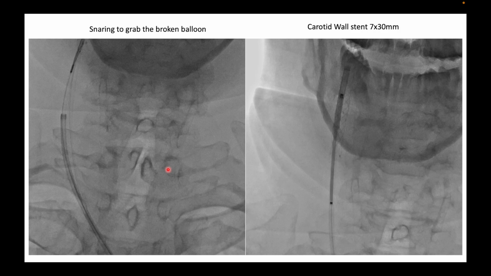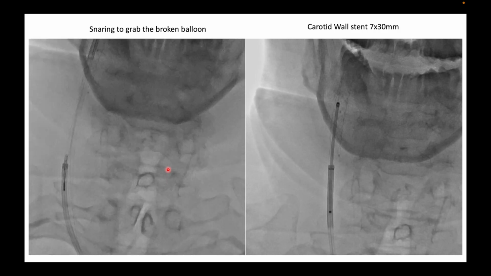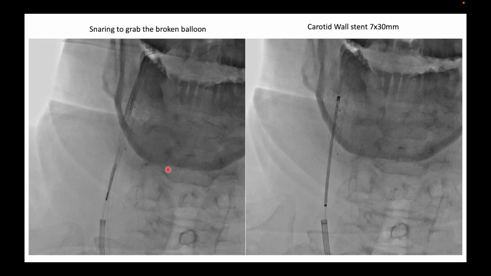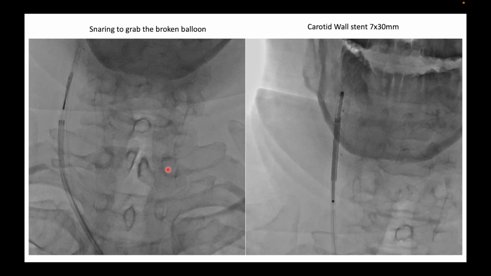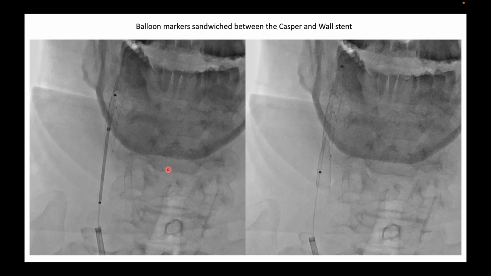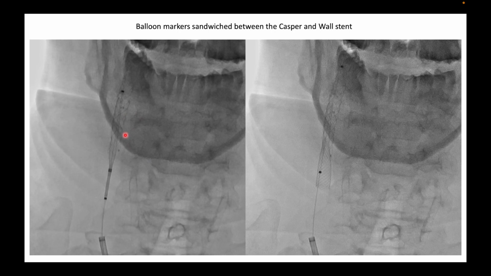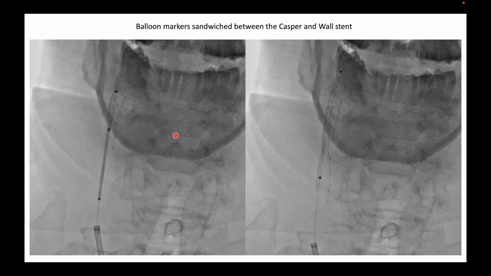Then we decided that we will jail this balloon here because there was no other way of taking it out. So we took a carotid Wallstent 7 by 30 millimeter and sandwiched this balloon between the two stents, the Casper and the Wallstent. Here you can see the Wallstent being deployed. That's the Casper stent, and here you can see the two markers of the broken balloon.